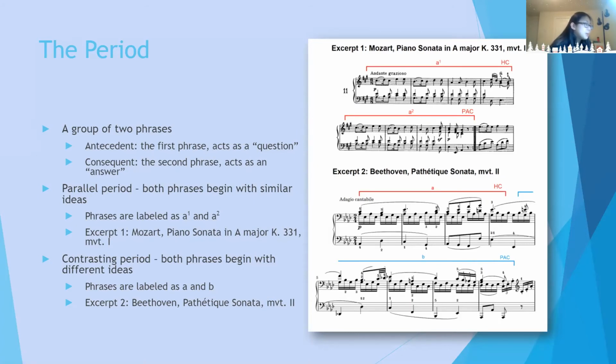There are usually 2 types of periods. There's a parallel period where both phrases begin with similar ideas. And here they are labeled A1 and A2 in this excerpt. And then there's also the contrasting period where both phrases begin with different ideas. And it's labeled in the second excerpt as A and B.